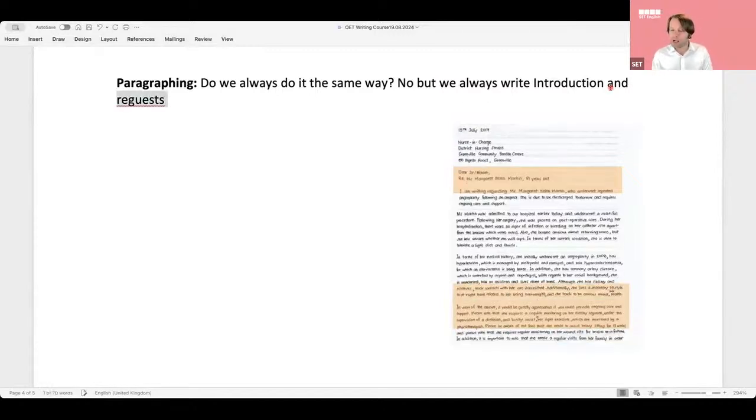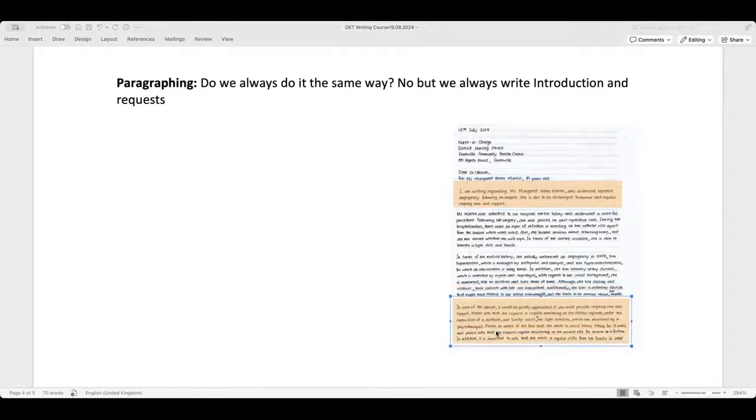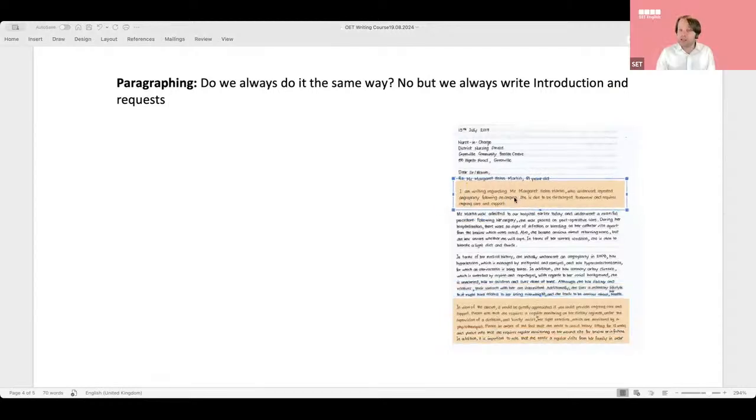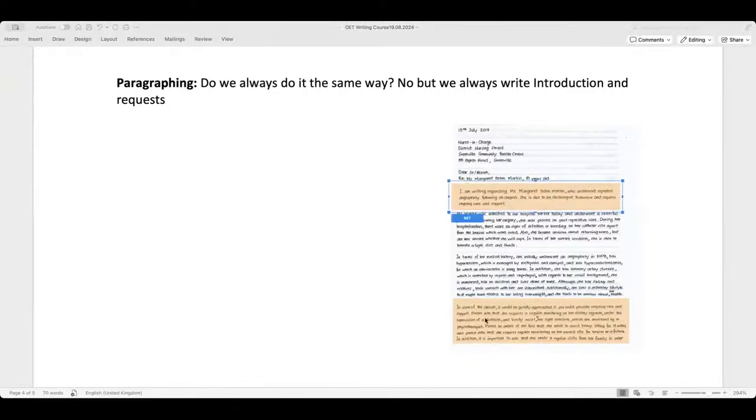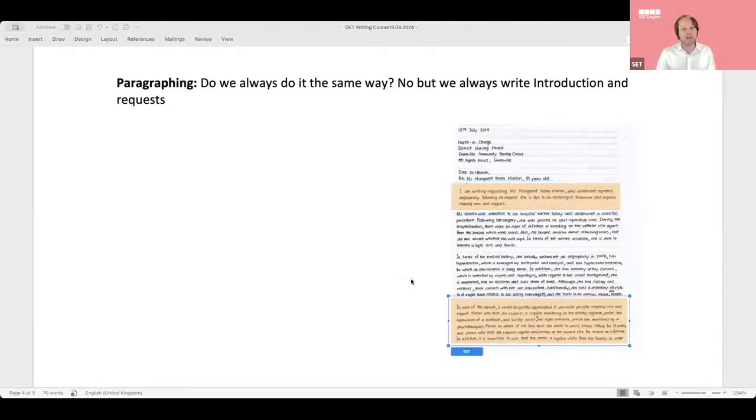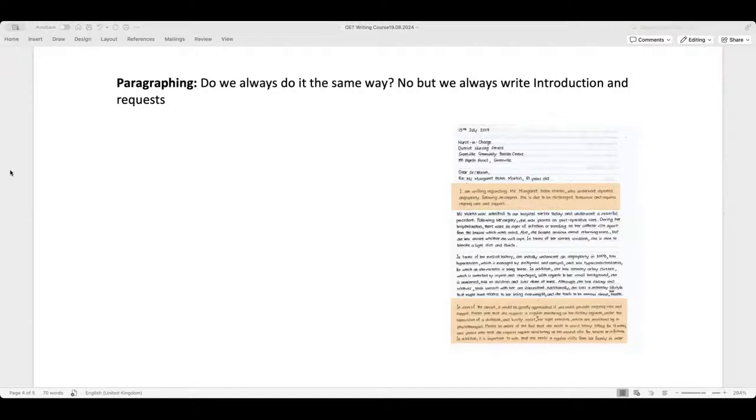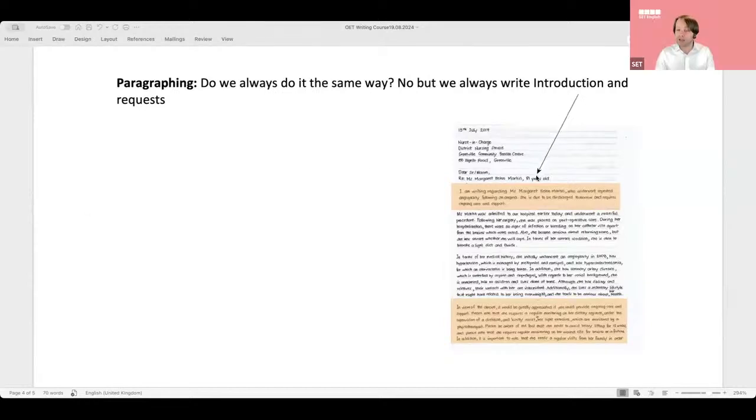Why is that? Marwa, can you tell us why we always write an introduction? To introduce the patient to the reader. Yes, of course, we need to introduce them. This is Helen Margaret, this is her illness, and so on. Why do we always write the request paragraph, though? Can anyone help her here? She says it is what we need from the reader. I really like that answer.